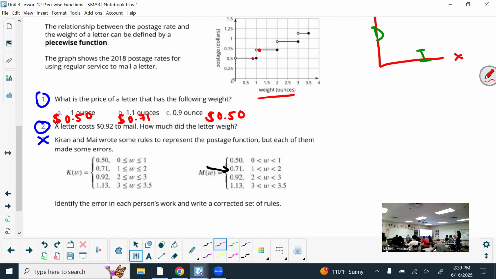When they give you how much they're spending, the 92 cents to mail, I'm not going to look over here first. I'm going to look over here. That's where they're spending dollars. 92 cents would have to be this line. How much would the letter have to weigh?